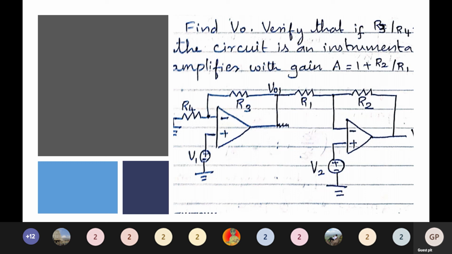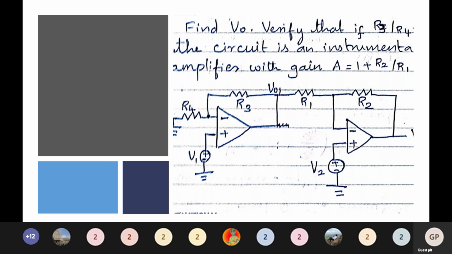Just have a look at the first part of the circuit. You can see that input is given to the non-inverting terminal, the inverting terminal is grounded through a resistor, and you have a feedback. So basically, this is a non-inverting amplifier. So I can write an expression for this.